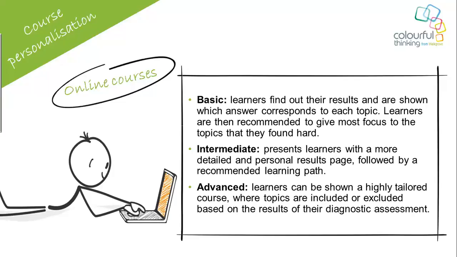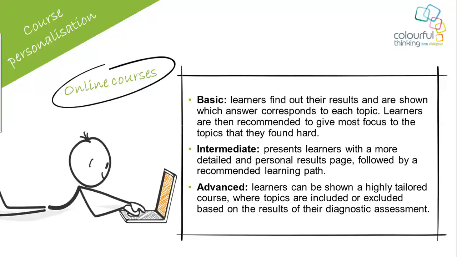With an intermediate course, you can make things a bit more personalized. So for example, your results page might not just say, these are the topics and these are the areas. You can actually provide more personal feedback based on the answers, which can then provide a recommended learning path. It might not be one that is automatically generated. So it may be that learners will still have to go through and find the topics, but it means that they could, for example, print out a learning path and then follow that.